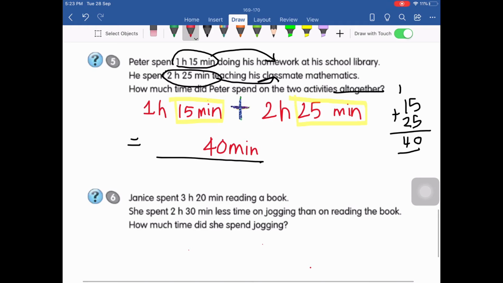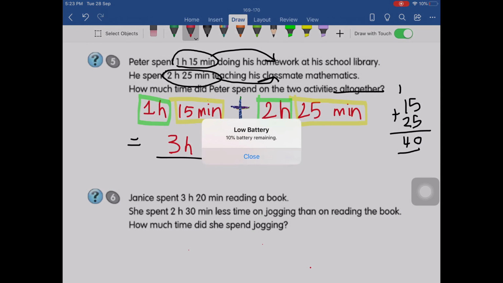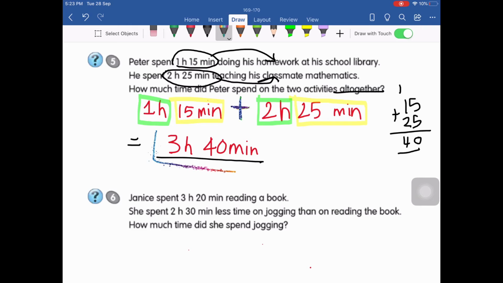That is not the final answer. We have to add the hours to the addition problem. 1 hour and 2 hours is 3 hours. So the time that he spent on the two activities altogether would be 3 hours and 40 minutes.